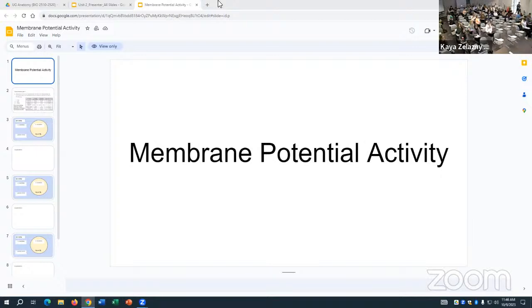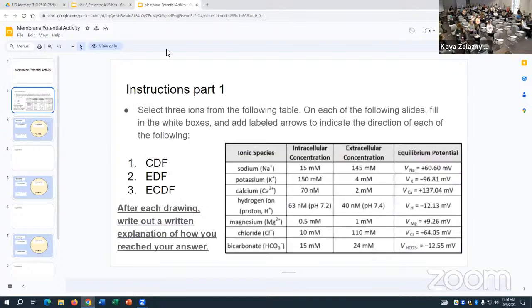The link in the assignment will take you to a copy of this slide set, because if 70 of us edit this at the same time, it's going to get real messy real fast. This shows you different ions with typical concentrations in our body, their equilibrium potential, as well as their intracellular and extracellular concentration. You're going to do a drawing and a little explanation for 3 of these ions. You can pick any 3 you want.